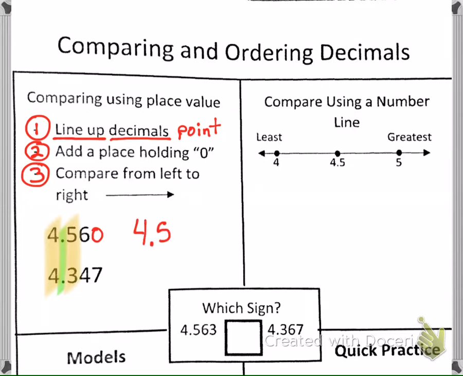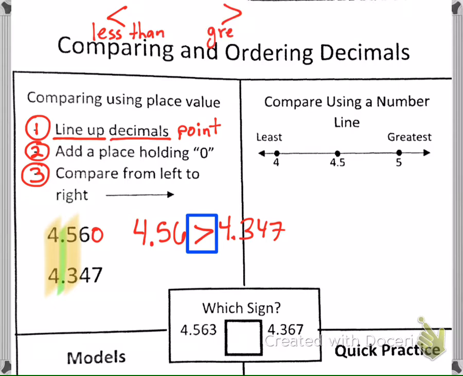So now I know that 4 and 56 hundredths is going to be greater than 4 and 347 thousandths. And this is the inequality sign that I use, the greater than sign. Now, you may not remember the greater than or less than sign, so let's go ahead and write those down here. I'll show you where they come from. The less than and greater than signs.